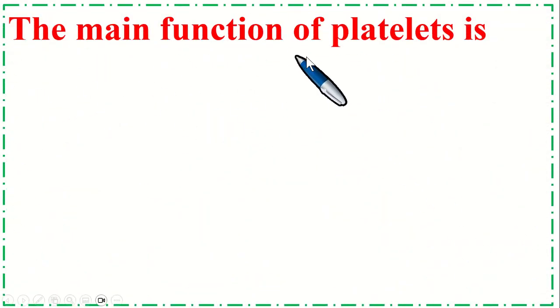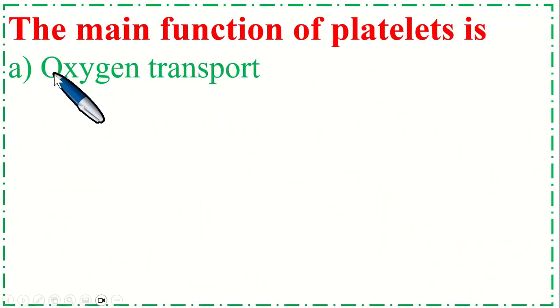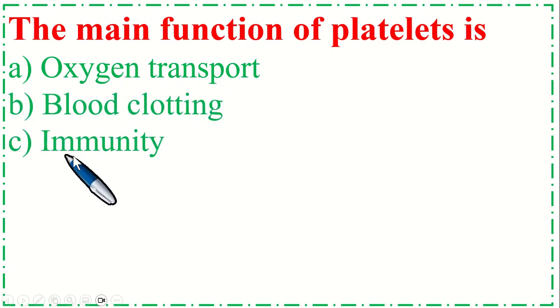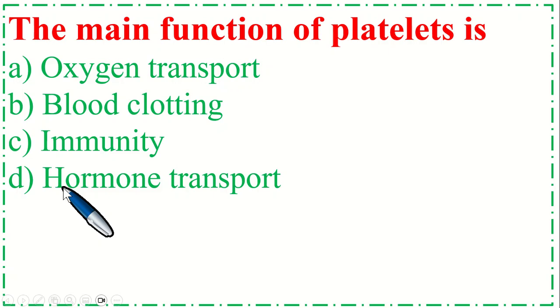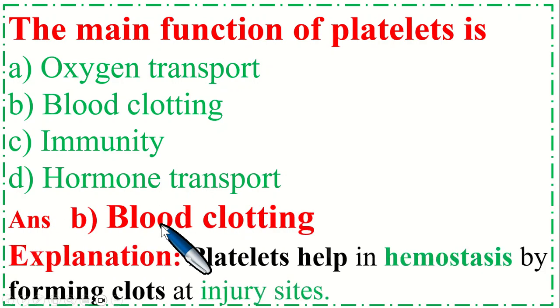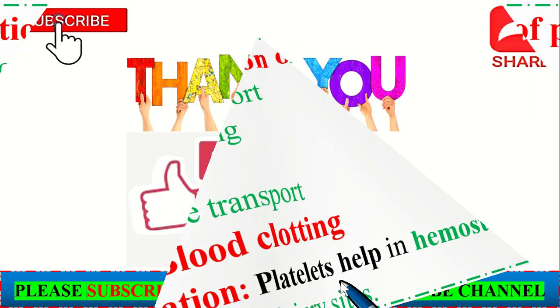The main function of platelets is option A oxygen transport, B blood clotting, C immunity, and option D hormone transport. So the correct option is B, blood clotting. Explanation: platelets help in hemostasis by forming clots at injury sites.